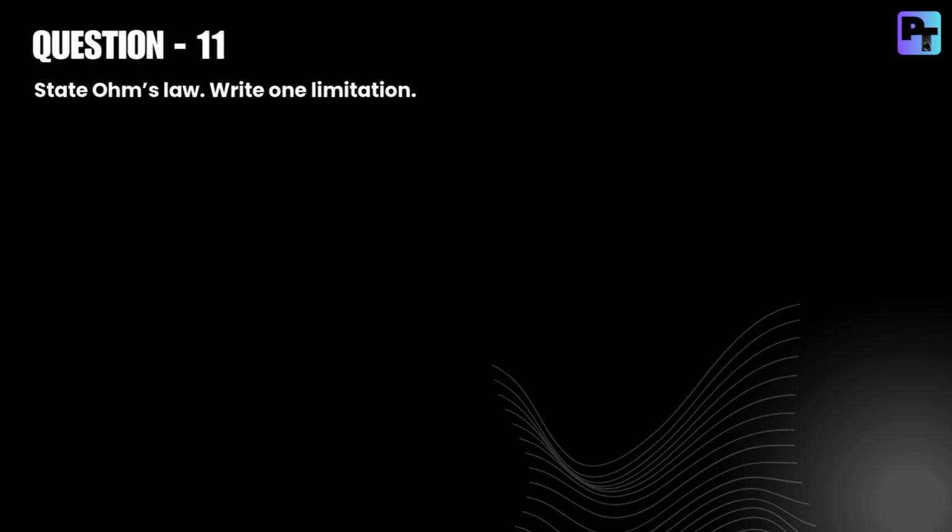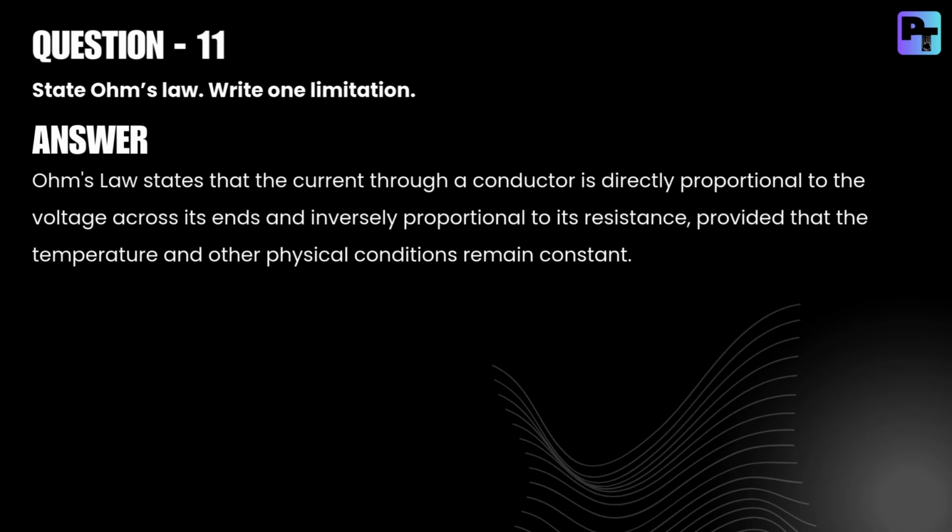Question 11. It's a simple and direct question. State Ohm's law. Write 1 limitation. Ohm's law states that the current through a conductor is directly proportional to the voltage across its ends and inversely proportional to its resistance, provided that the temperature and other physical conditions remain constant.